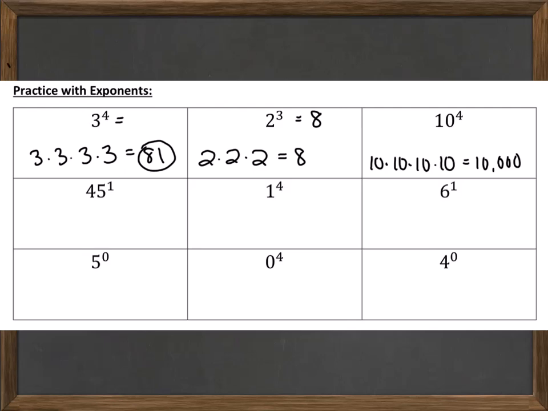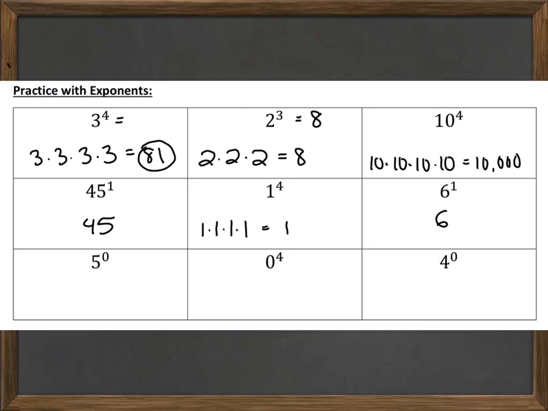45 to the 1st power. Well, we only write 45 once, so our final answer is just 45. How about 1 to the 4th power? Well, we can write it out as multiplication, but 1 times itself any number of times is still just 1. How about 6 to the 1st power? Well, we write 6 one time, so the answer is 6.